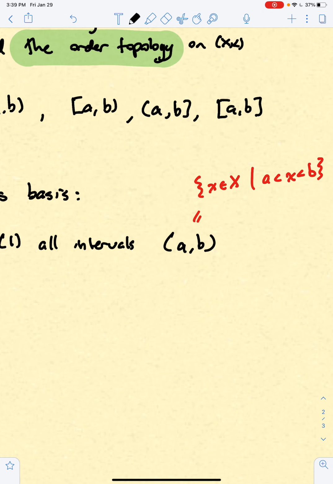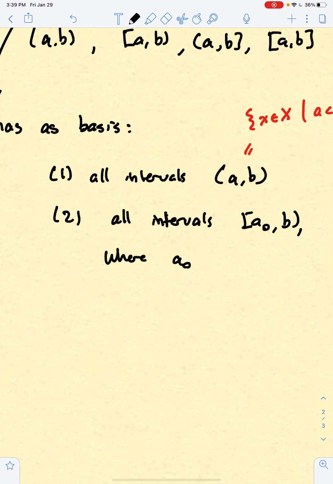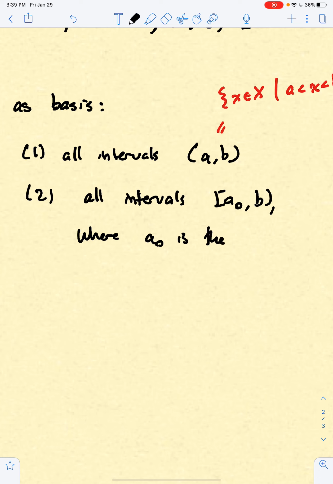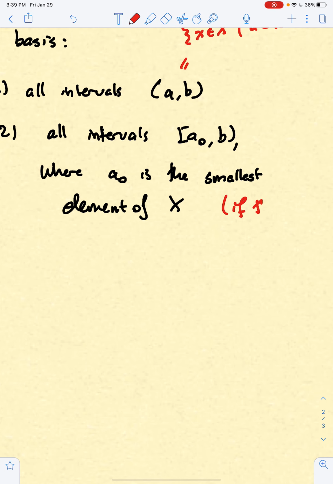Two. If there is a smallest element of X, it has the following: all intervals [a_0, b), where a_0 is the smallest element of X, if there is one. There doesn't have to be. I should say, if it exists.